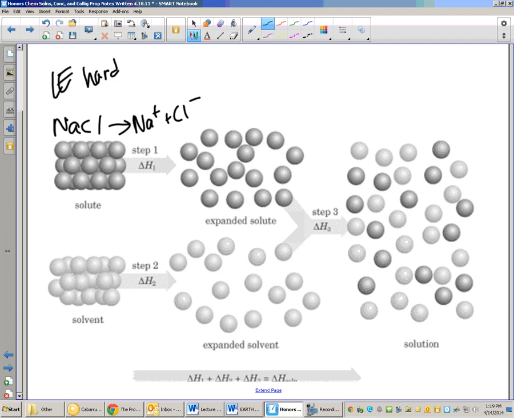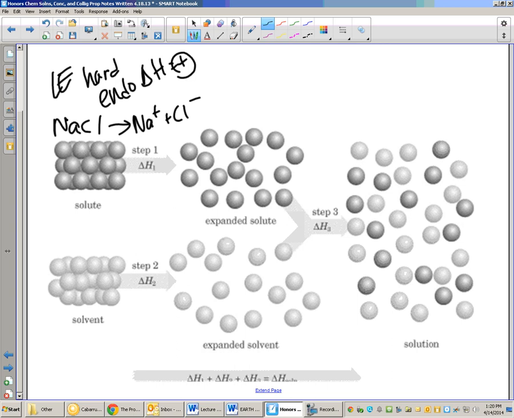Is that endothermic or exothermic? Endothermic. So is delta H positive or negative? Endo, positive, right. It's added to it. So that's an endothermic process. Just simply saying, hey, solute, let's pull apart. All right, then there's a second step. So that's what I'm showing you.